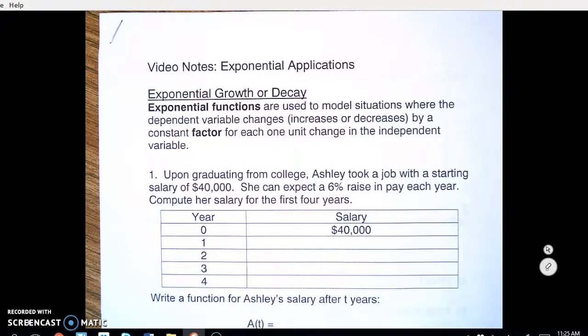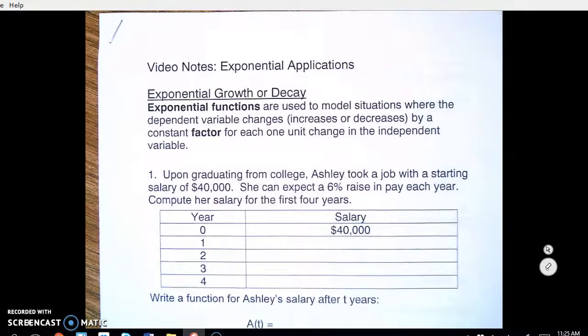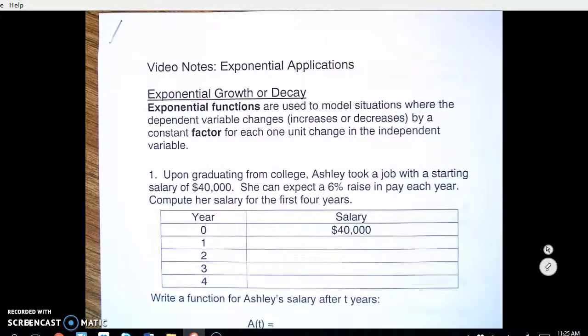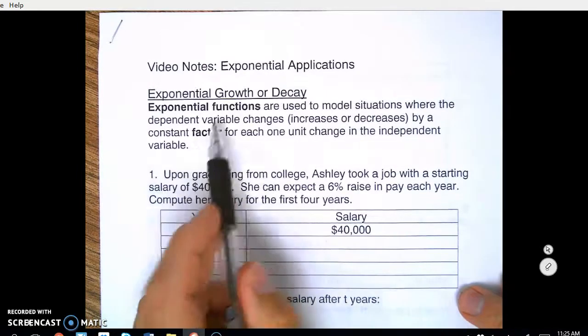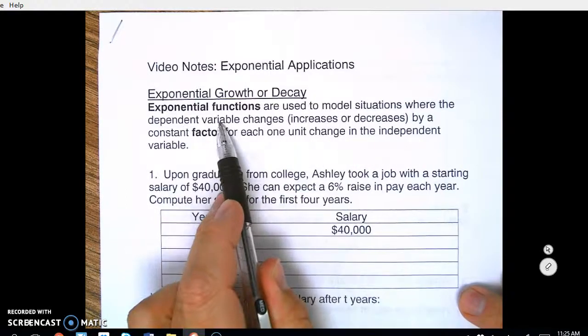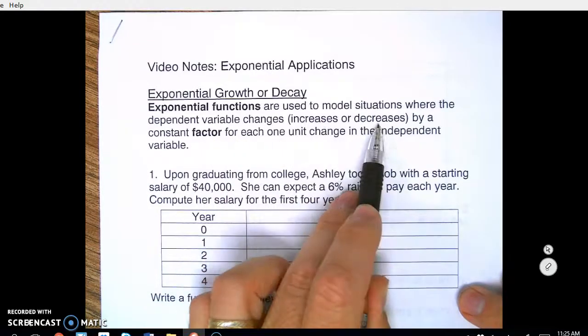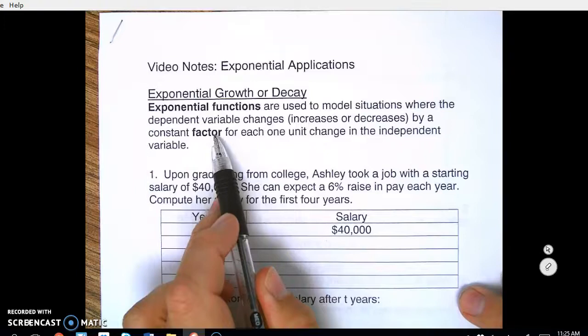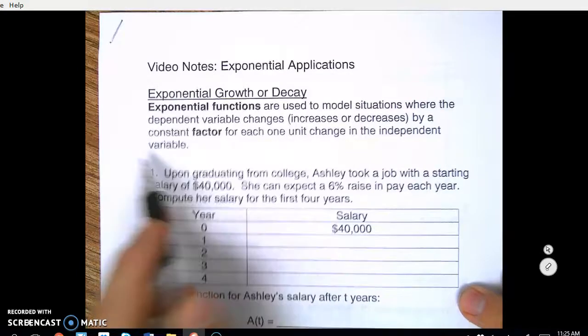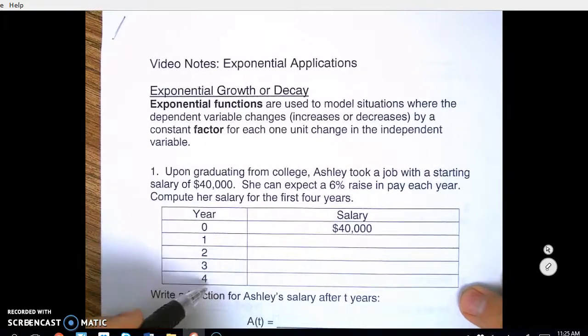Okay, we're going to take a look at some exponential applications. The first application we're going to look at here is exponential growth or decay. Exponential functions are used to model situations where the dependent variable, remember that is your y, increases or decreases by a constant factor for each 1 unit change in the independent variable. Remember that's x. So notice how these are changing by 1.